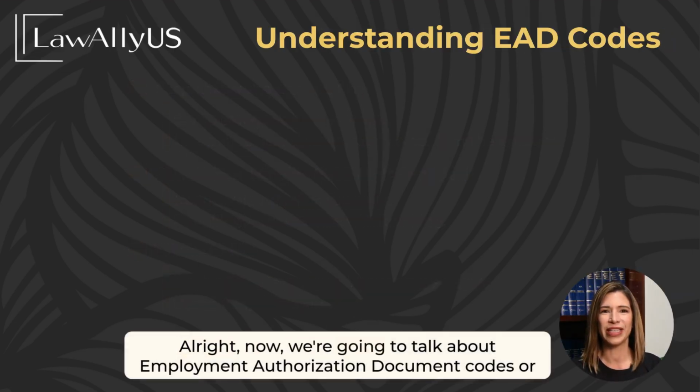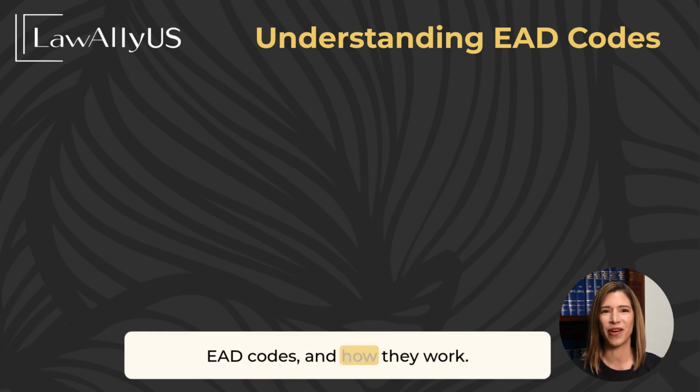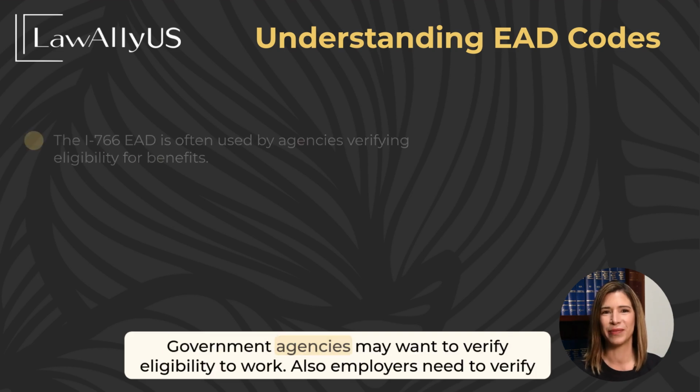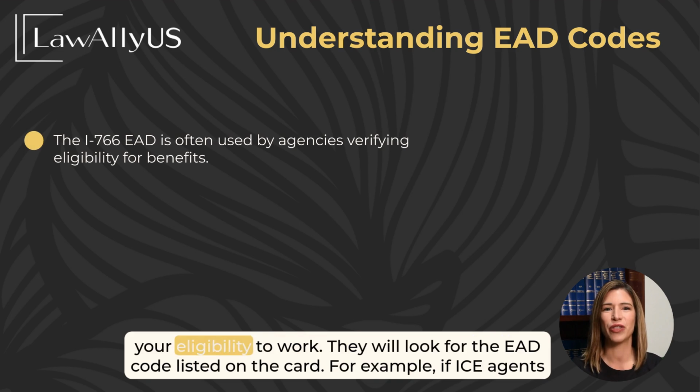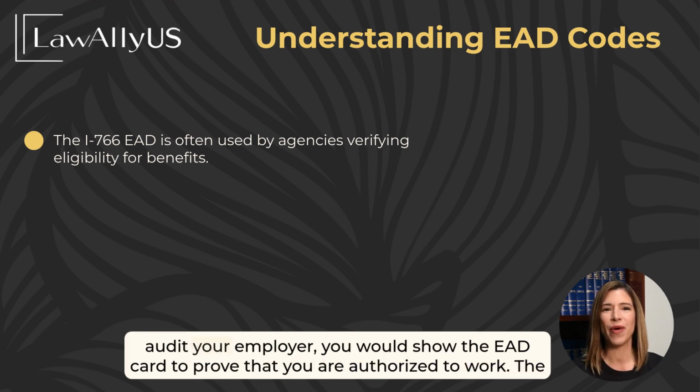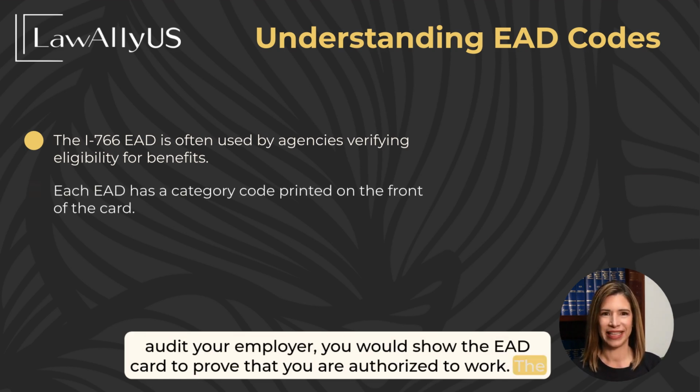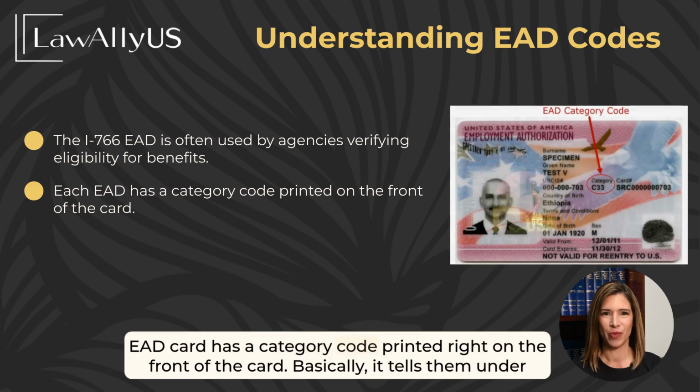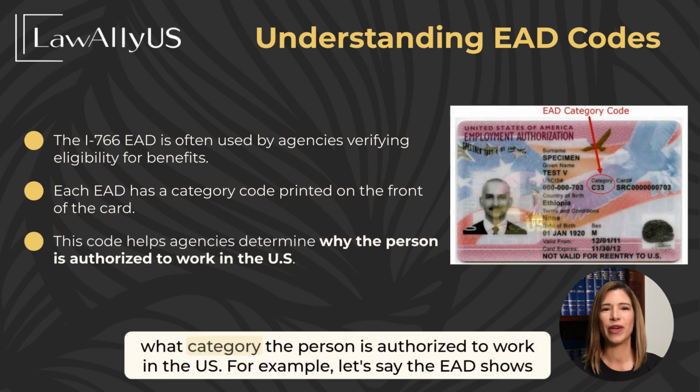All right, now we're going to talk about Employment Authorization Document codes, or EAD codes, and how they work. Government agencies may want to verify eligibility to work. Also, employers need to verify your eligibility to work. They will look for the EAD code listed on the card. For example, if ICE agents audit your employer, you would show the EAD card to prove that you are authorized to work. The EAD card has a category code printed right on the front of the card. Basically, it tells them under what category the person is authorized to work in the U.S.